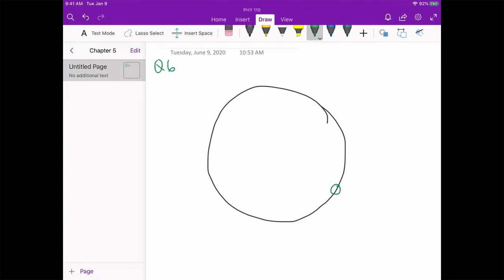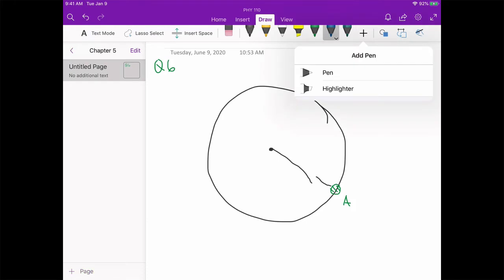Those are conceptual questions. So what happened is, this is point A, and there was a string holding this ball, and the person who was whirling it had his hand here, and then the string broke over here. Then the question is the following.